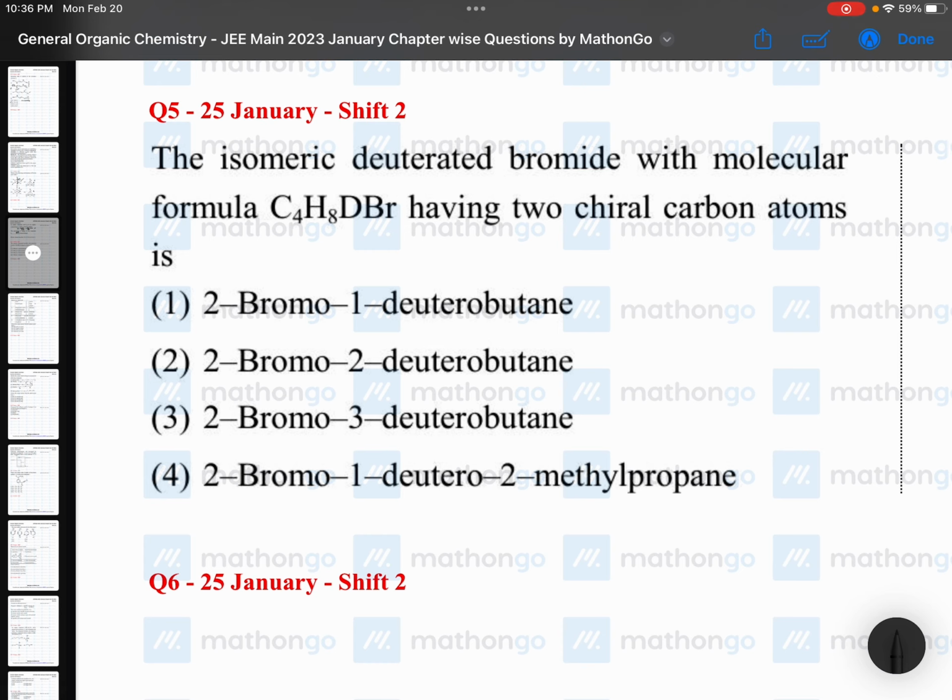The isomeric deuterated bromide with molecular formula C4H8DBr having 2 chiral carbons. 2 chiral carbons should be there. Okay, so D must be on the second carbon, bromine must be on the third carbon. It is better. Keep your bromine, keep your deuterium. So this is chiral, this is also chiral. 2 bromo, 3 deutero.